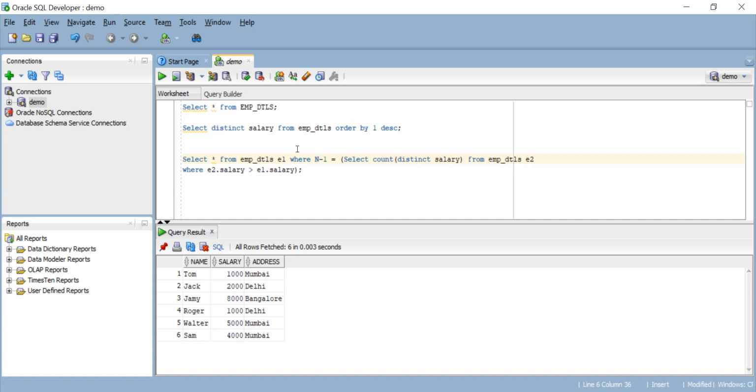Now suppose you have been asked to find out the nth highest salary from an employee details table. The table is as shown on the screen. You can see the table here. You even have duplicate salaries and you have different salaries. So let's see the concept behind finding out the nth highest salary.